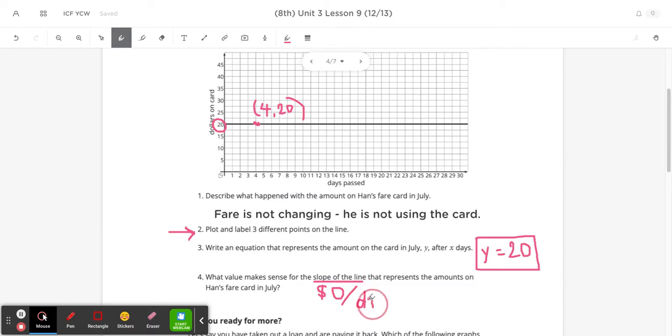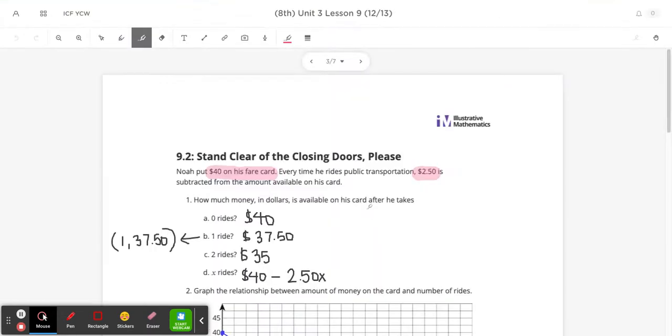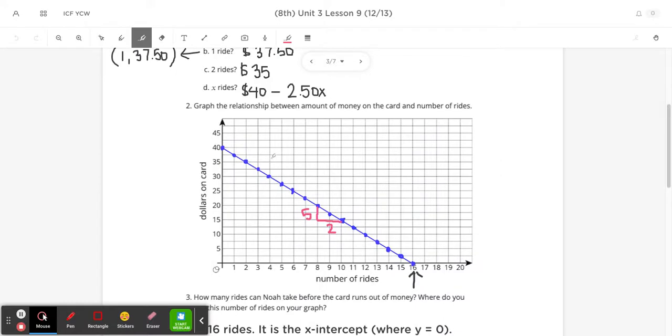And so that's the other key takeaway from today, which is that when you see a line that is flat, it has a slope of 0. When you see a line that moves in the negative direction, like this line, it has a negative slope. Join me on slide 5.